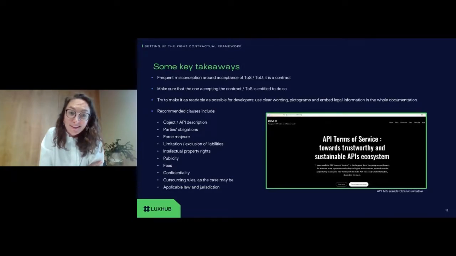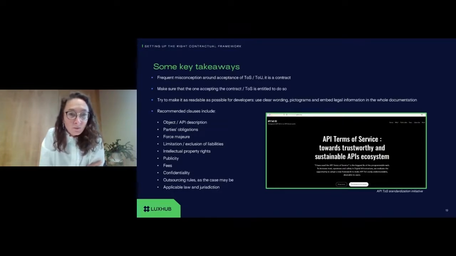One other point that comes very often is readability, because reading terms and conditions is one of our passions with Amaia, but it's not the passion of everyone. And it's important, particularly when you want to make sure that developers are really following what is written in your terms and conditions. You need to make it readable, and you need to make it accessible.